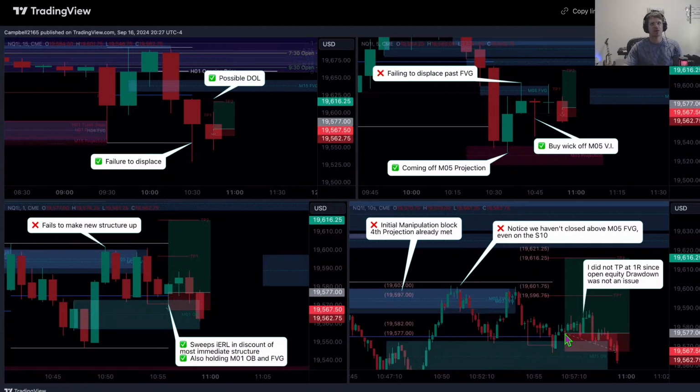I think this is one that could just be a statistical thing, except for the fact that notice that the initial manipulation from here had met its fourth deviation, right? And then this one had met its second deviation already. So trading this, I guess, oh, sorry, here's your second deviation on this. Notice that it didn't close above this candle here.